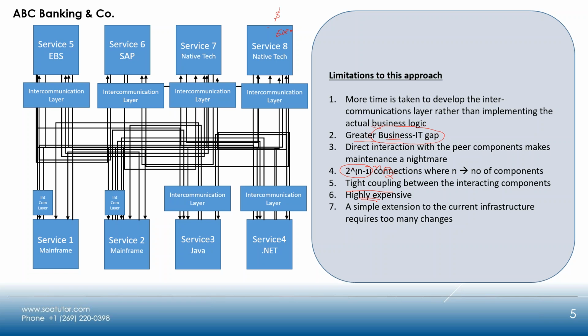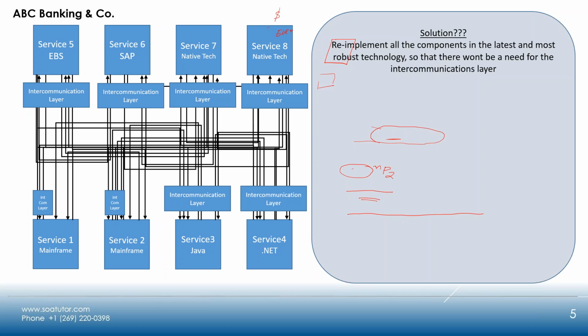So obviously all this would become very expensive, and even a simple extension to the current infrastructure requires too many changes. For example, I want to introduce a new functionality. Just writing the code itself does not serve your purpose. You have to write the intercommunication layer, you have to deal with all the connections, etc. So how would you cope with all these things? Since you are not following any specific guidelines, you're just doing it as and when it is coming. As a company is growing, it is becoming a real big headache, right? So we have to come up with some solution. So let's see what the solution is.